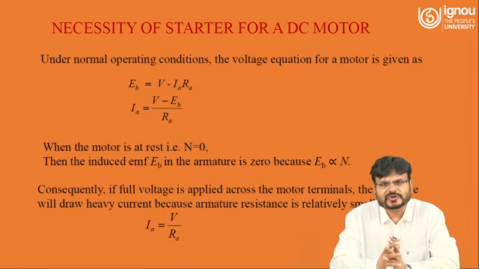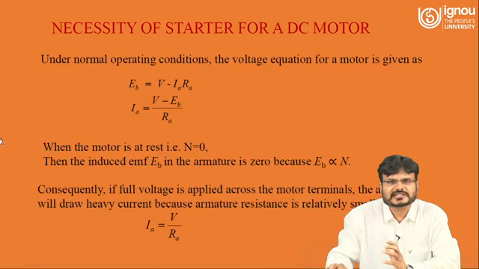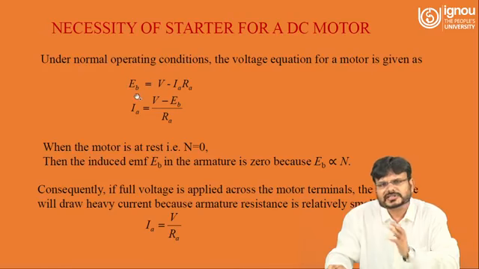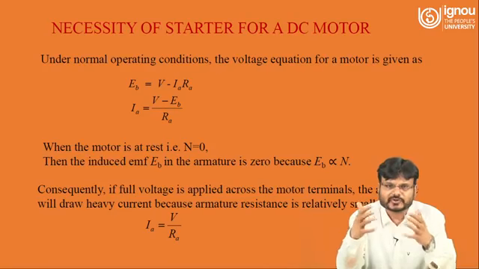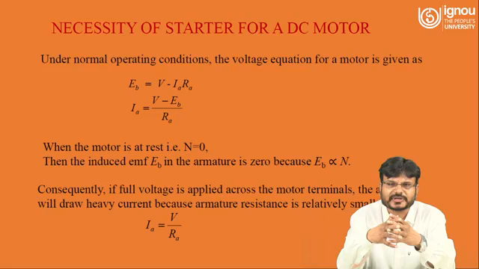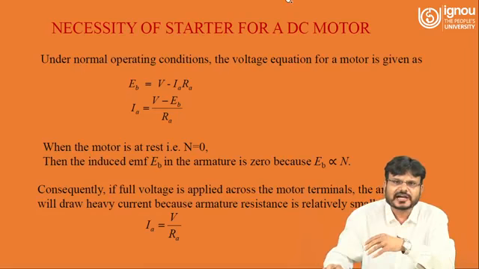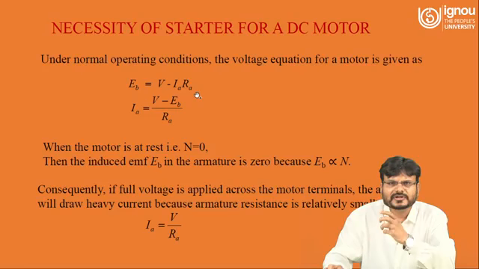First of all, we have to understand the necessity of a starter for a DC motor. As you know, in the normal condition, the equation for the back EMF of a DC motor can be written as Eb = V - IaRa, where Eb is the back EMF, and V is the applied voltage, or whatever voltage you are applying to run the motor, that is, the terminal voltage. Ia is the armature current and Ra is the armature resistance of the motor.